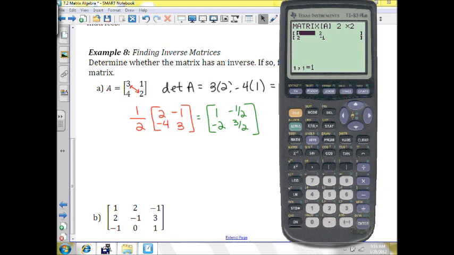So I have 3, 2, 4, 3, 1, 4, 2. We can find the determinant just to make sure we did it correctly. Determinant of matrix A, you see, is 2. Now to find matrix A inverse, we'll put this in fraction form. So you can see there 1, negative 1/2, negative 2, and 3/2. So we actually did that correctly. There is your inverse of that matrix.